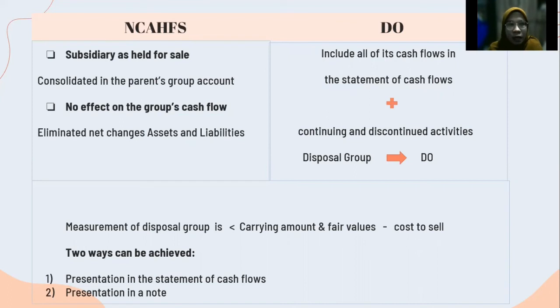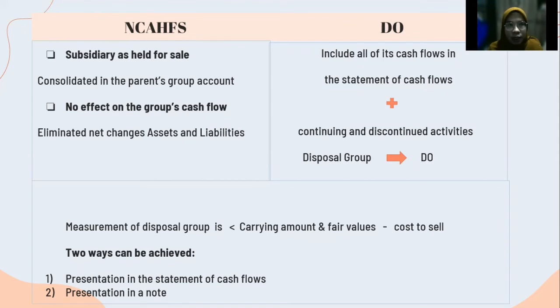The measurement of the disposal group is the lower of the carrying amount and fair value less cost to sell. There are two ways this can be achieved. First is presentation in the statement of cash flow. This means that the net cash flow from each item of activity, which is operating, investing, and financing, derived from discontinued operation, are presented separately in the statement of cash flow.